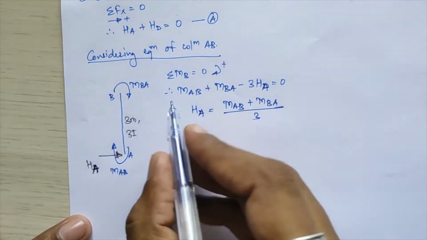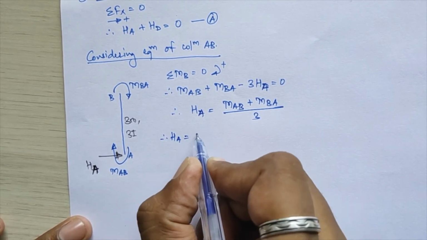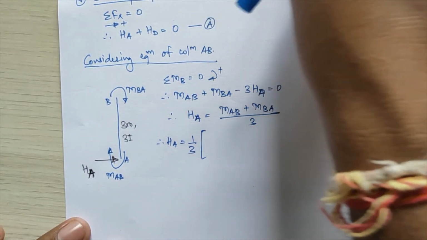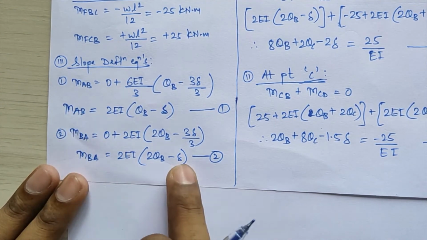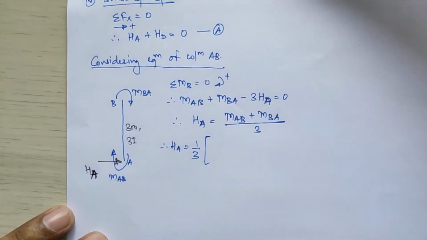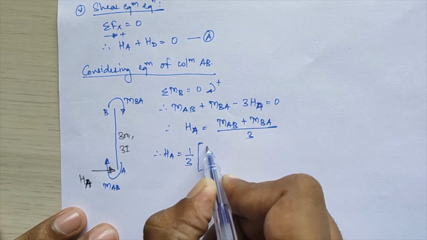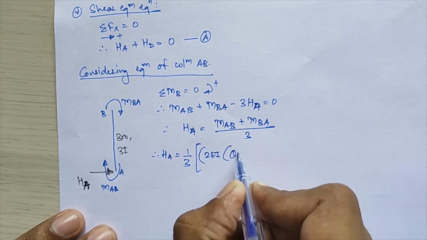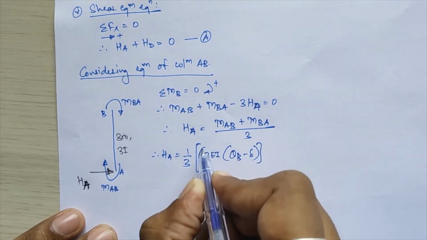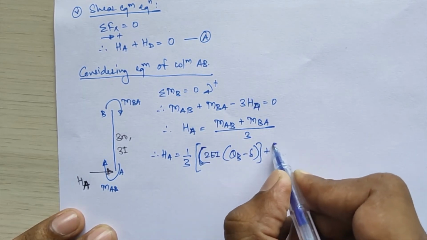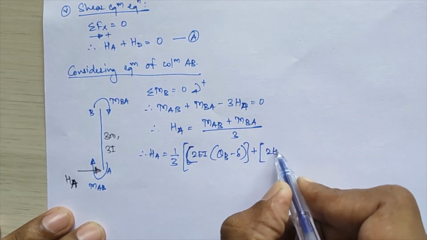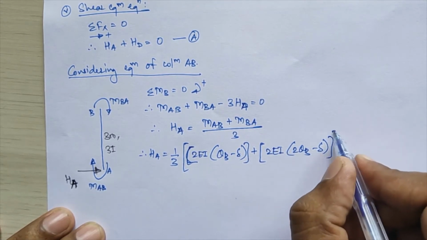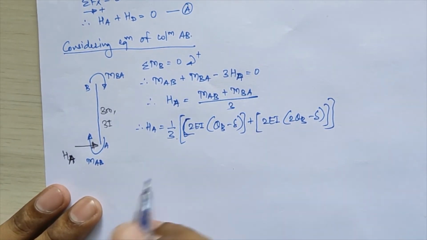Now here we will simplify your HA value. So HA I'm writing as 1 by 3 of, okay, this 3 I'm taking outside, MAB plus MBA. The slope deflection equations I have got are equation number 1 and equation number 2, so those 2 equations I'll substitute here. Equation of MAB first, that I've got as 2EI into bracket theta B minus delta, plus the BA equation, that I've got as 2EI into bracket 2 theta B minus delta, divided by 3. Okay, I'll simplify this.